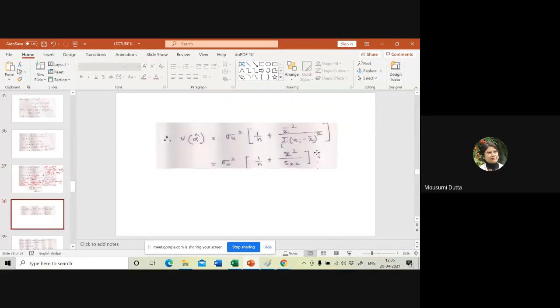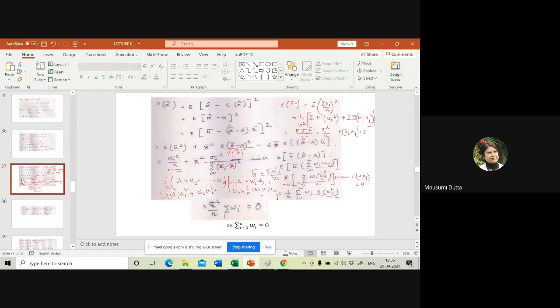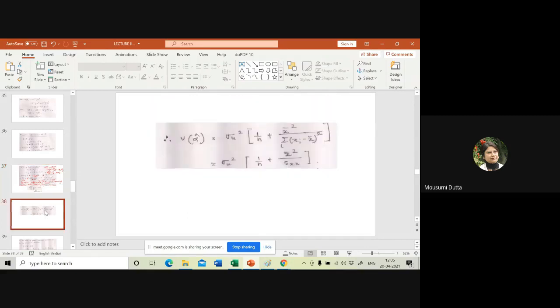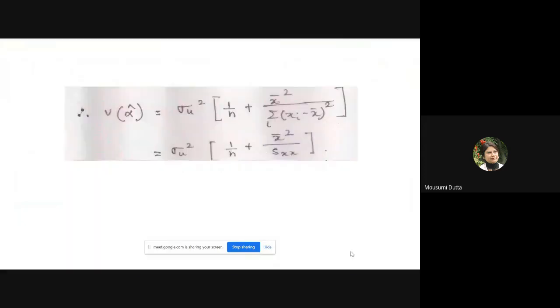So we are here. Variance of alpha hat is equal to, you can write the thing in this way too. Sigma u square you can take common and write it in this way too. So let's stop here, and all these x here should be capital.